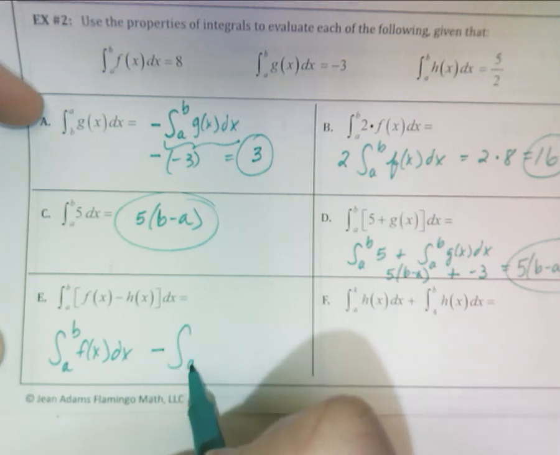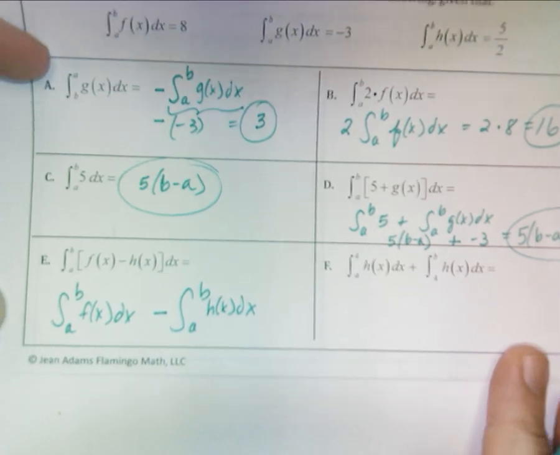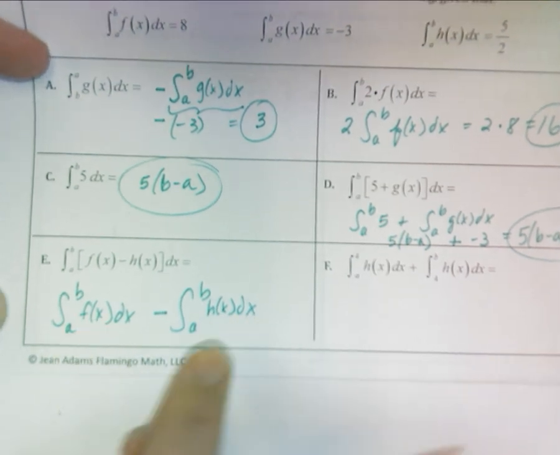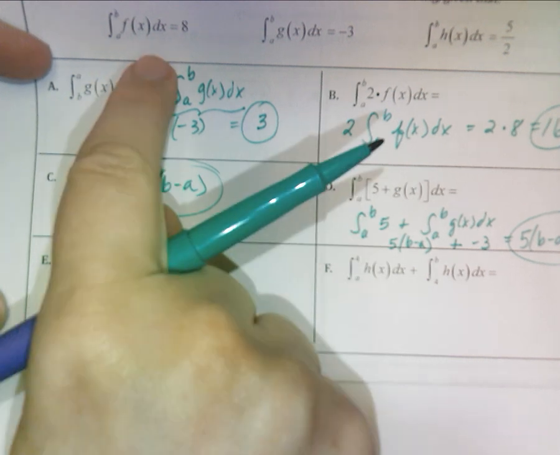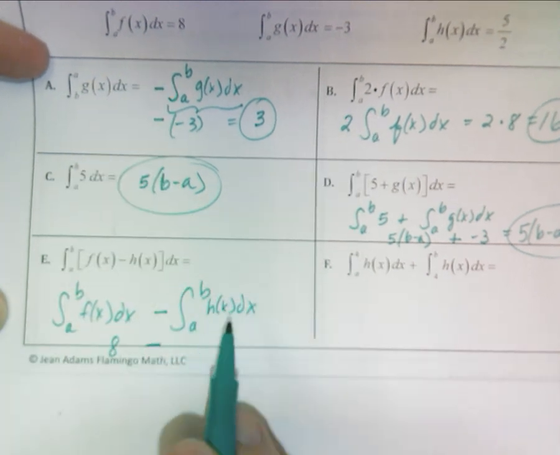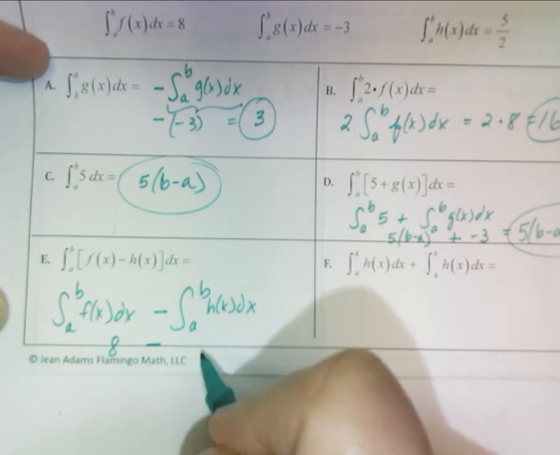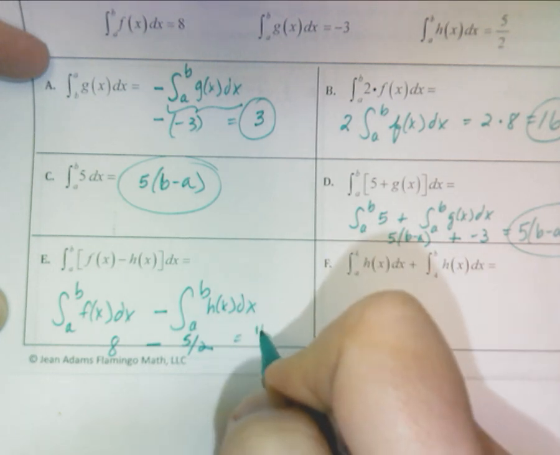Minus the integral from a to b of h of x dx. Please notice my notation. We're going to talk more about this. Put this dx right there. The integral from a to b of f of x dx, that's right up here. That is 8, minus the h of x, which is 5 over 2. And I believe it's 11 over 2.